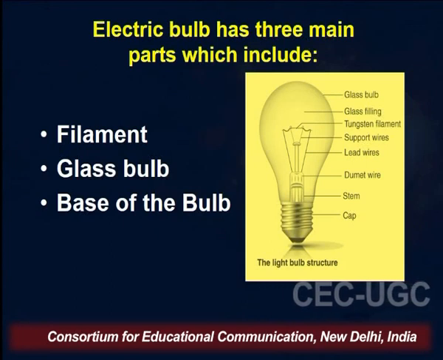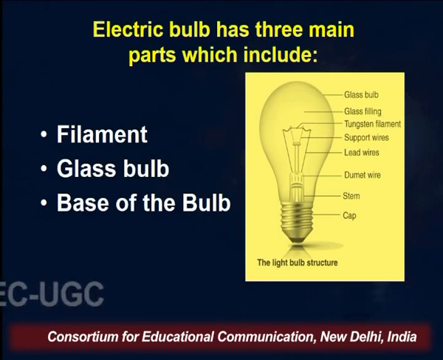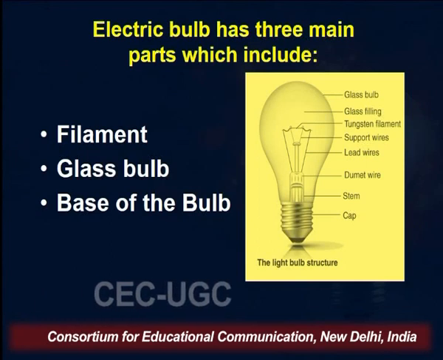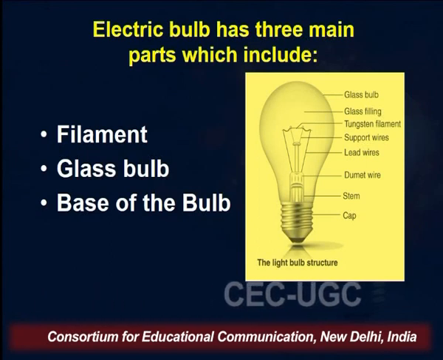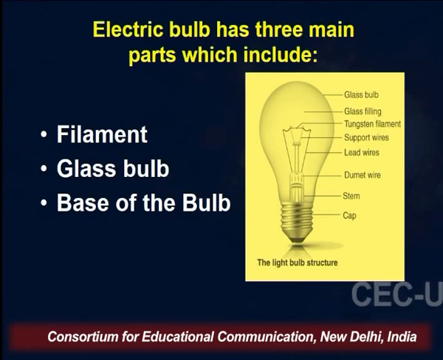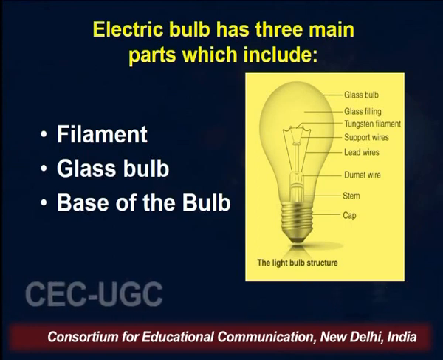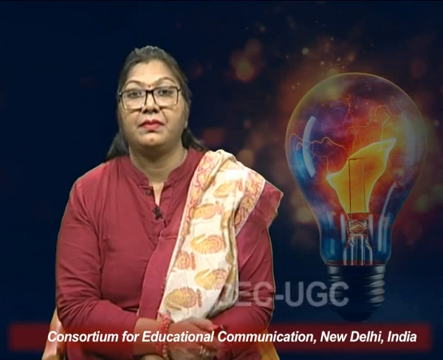Now, the electric bulb has three main parts, as we discussed. The main important parts: again, you see on the screen that we have various parts, but the main three parts we will discuss. Number 1 is the filament. Second is the glass bulb. Number 3 is the base of the bulb. What is the filament? The filament is basically a coil, a thin wire made of tungsten, connected with the copper or lead wires that are connected to the base of the lamp.